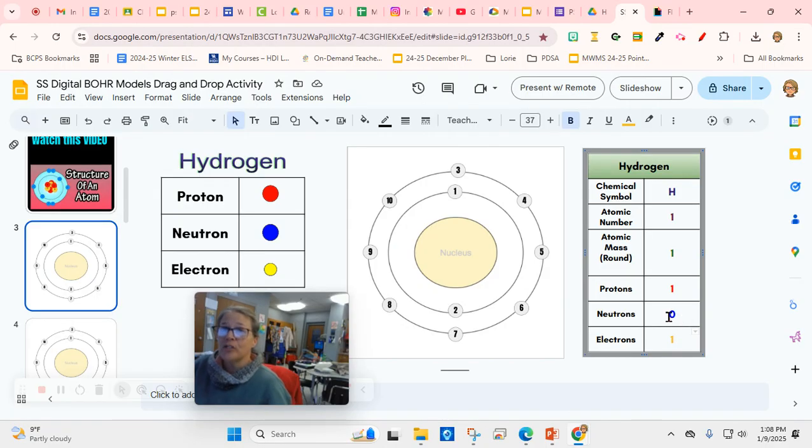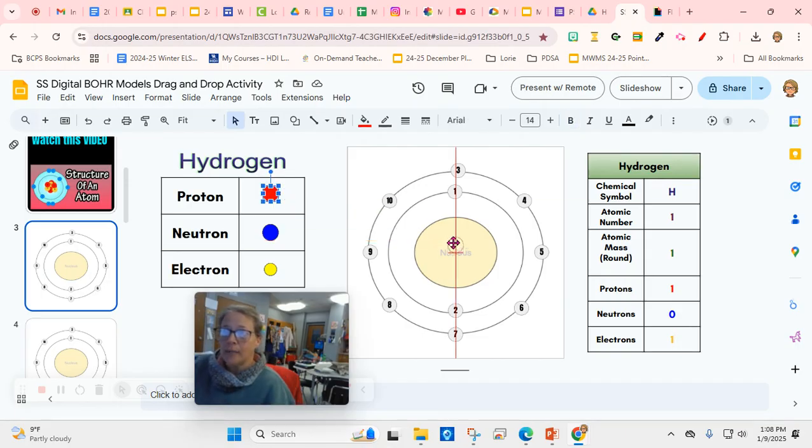Now, the last thing you're going to do is you are going to create your atom. So we're going to drag over 1 proton. Now, I've stacked a whole bunch of dots, so you should have enough to do every single one of these. So I'm going to grab 1 proton and I'm going to put it in the center. Now, on this hydrogen atom, there are 0 neutrons. So we will not be putting any neutrons in the center, in the nucleus.